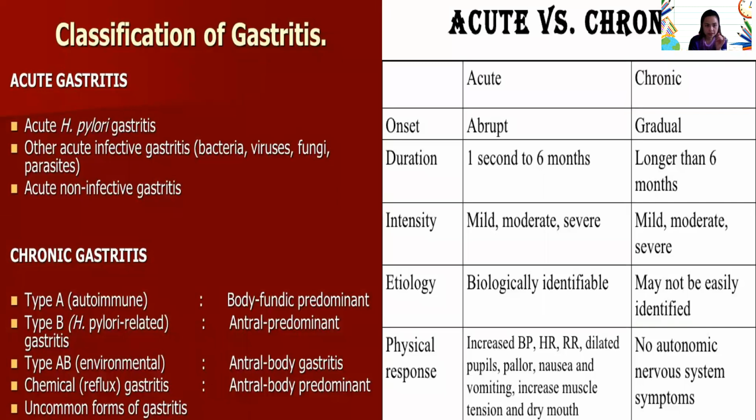So we have the acute gastritis and we have the chronic gastritis. Pag sinabi mong acute, biglaan lang siya. Pag sinabi mong chronic, pangmatagalan. Okay, usually 6 months and longer.